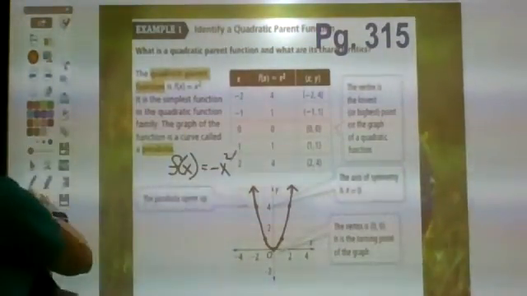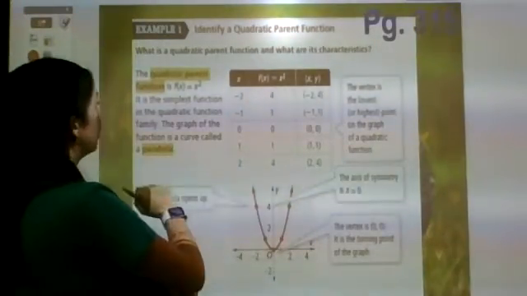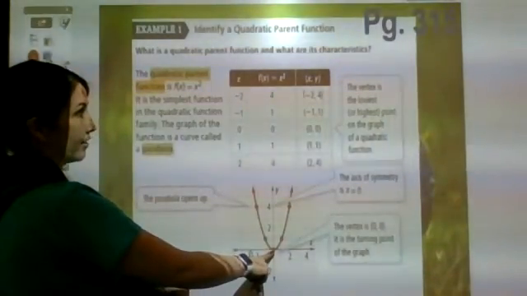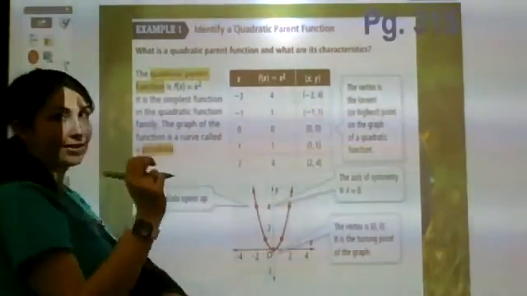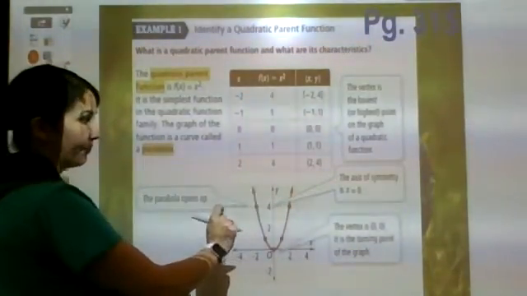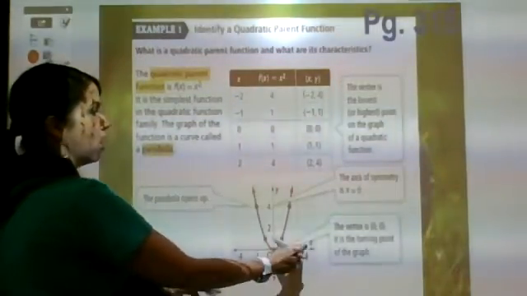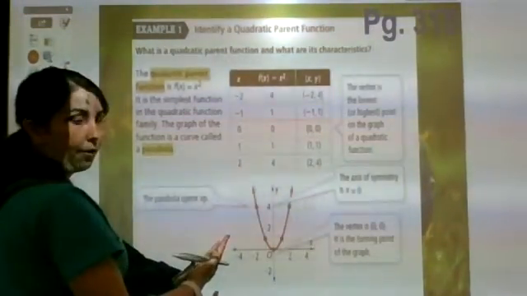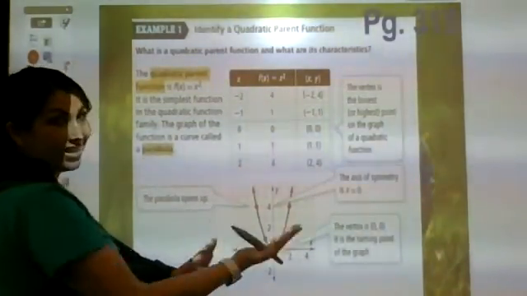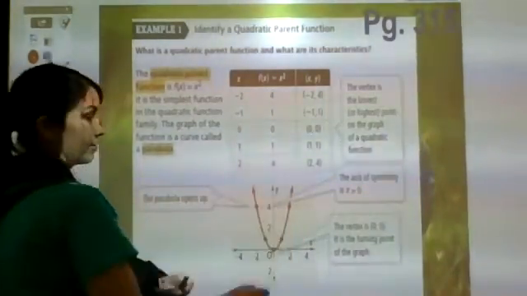But here's everything you need to know about your parent quadratic function. The vertex is at 0, 0, or the highest or lowest point on the graph. In this case, it's the lowest point because it opens upward. Parent quadratic, our axis of symmetry, is the y-axis, which means I could fold it in half right on the y-axis, and it would be the exact same on both sides, like a butterfly, right? This is the butterfly's body. These are its wings. They're the exact same.